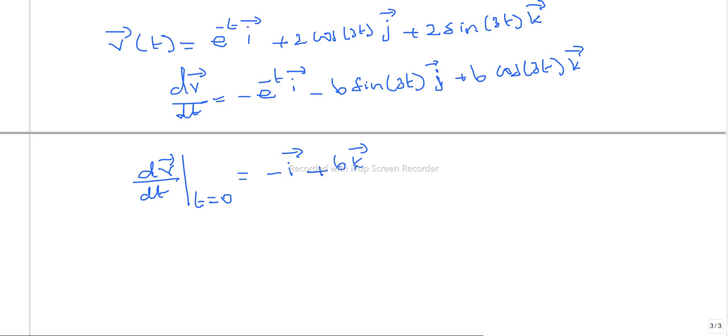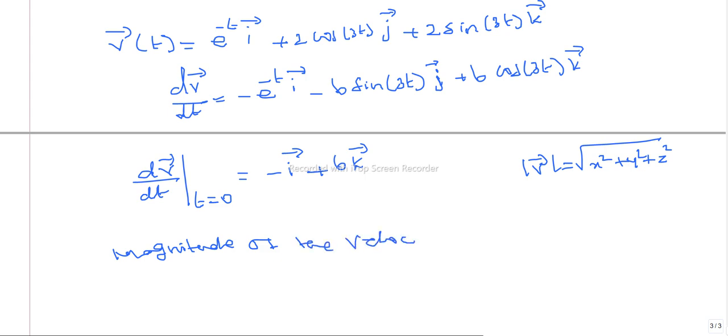Therefore, what is the magnitude? The magnitude is nothing but the square root of the sum of squares of the coefficients. Usually the modulus of r is the square root of x square plus y square plus z square. Here x equal to 1, y is 0, z is 6. Therefore, the magnitude of velocity is the square root of 1 square, which is 1, plus 6 square, which is 36. Therefore, the square root of 37 is the magnitude of the velocity at the point t equal to 0.